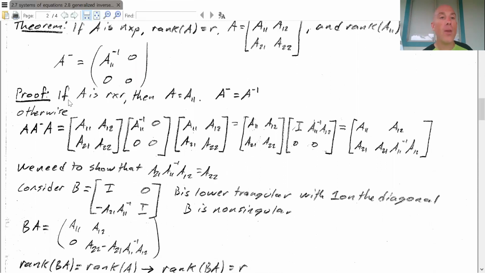All right, proof. Okay, so if A is R by R, then A is equal to A11, and because the rank is equal to the dimensions, it just works out. It's trivial. Okay, otherwise, now we're going to say that there is some part of A that's not captured by the A11. Basically how this proof works is that the author of the textbook gave us a way to actually find it. It gave us an equation. So this is a constructive proof.